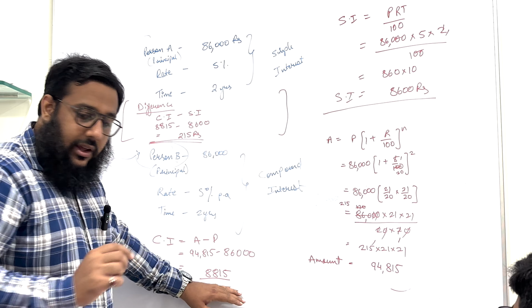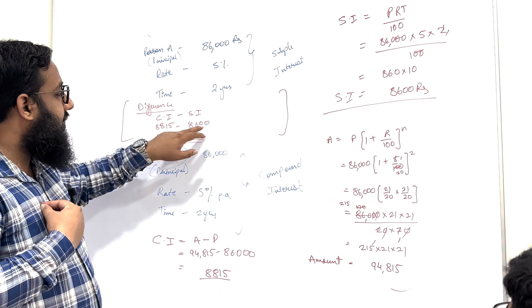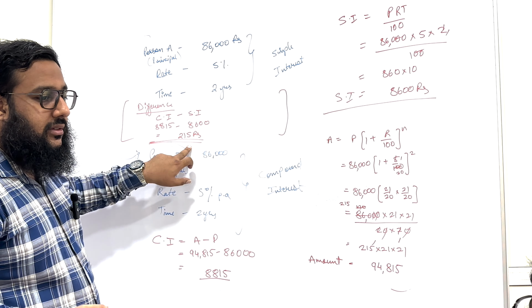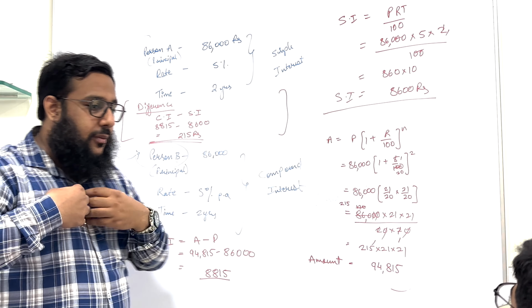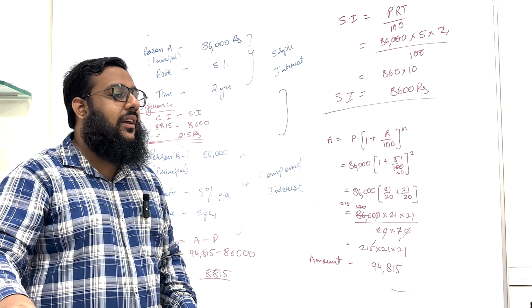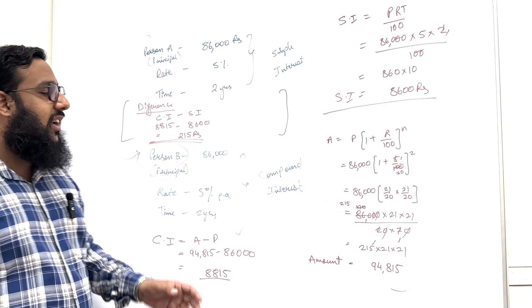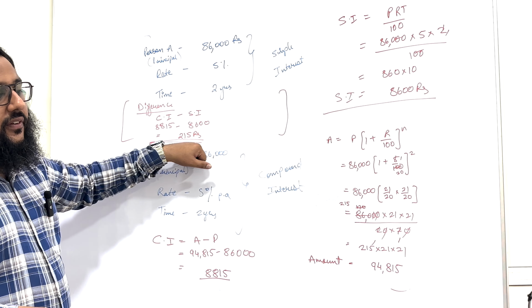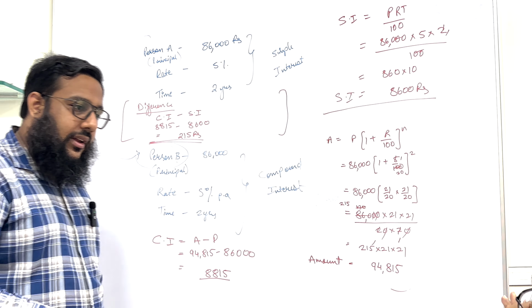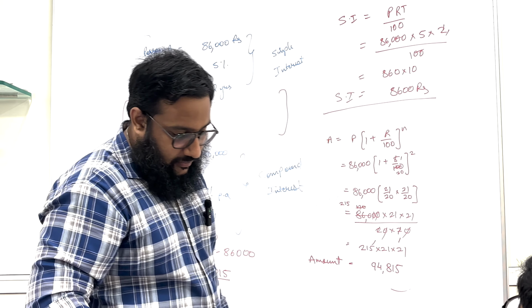Out of this money he will give me 8,600 rupees. So how much money is he left with? He has taken money from me, he has given the same to you, but he made a profit on this transaction of 215 rupees. Understood? Yes, Mufaddal? Yes. Okay.